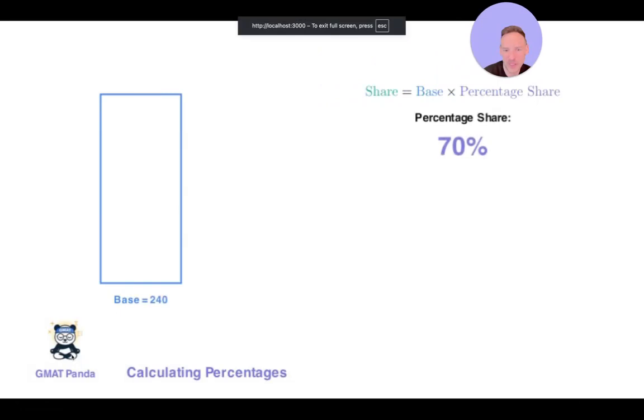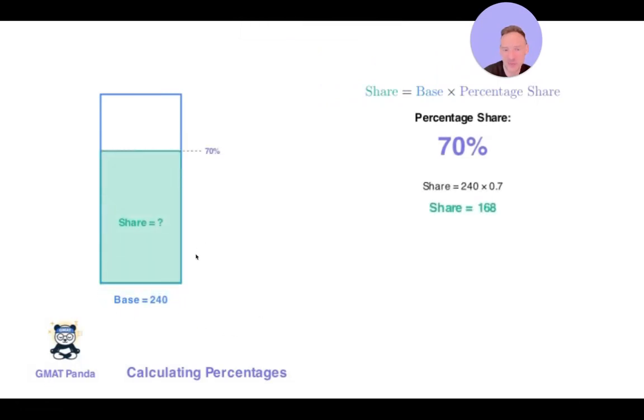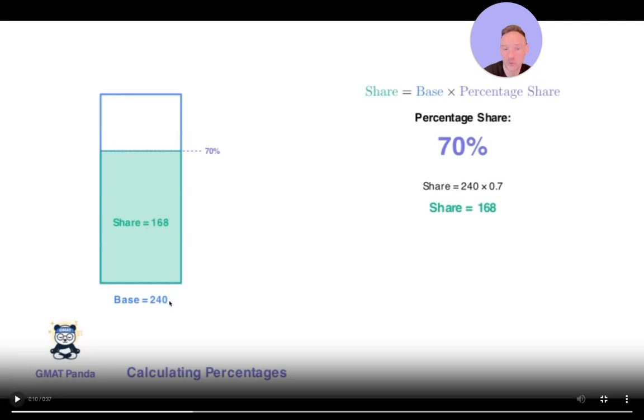So, let's say that we're splitting a group of 240 people. So that's what we call the base. It's the whole rectangle in this case. And we want to take 70% of that group. That 70% is the percentage share.